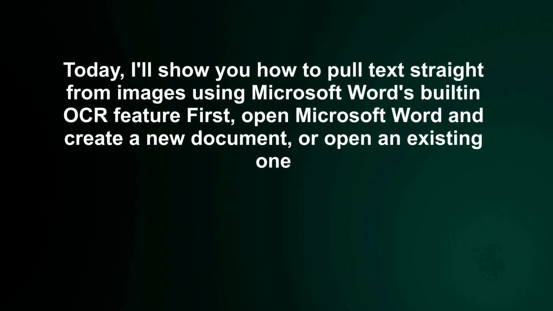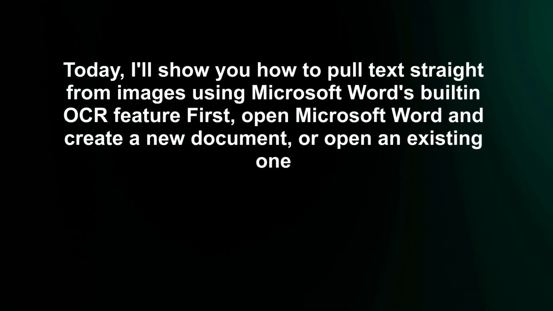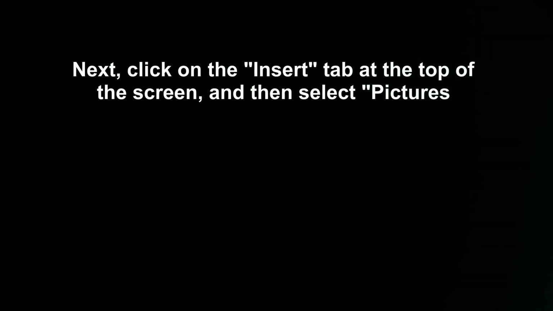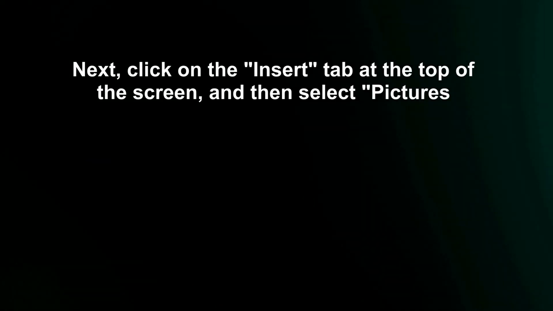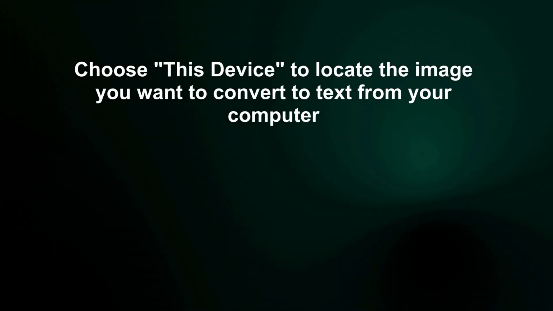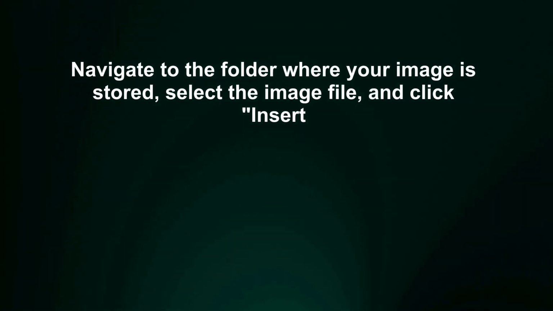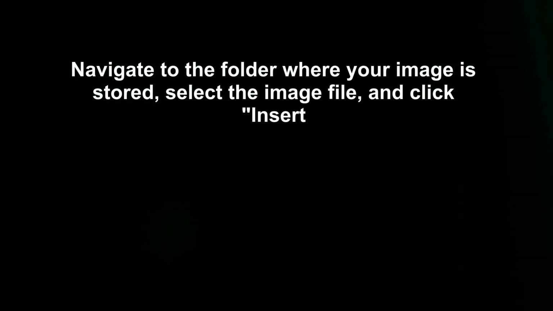First, open Microsoft Word and create a new document, or open an existing one. Next, click on the Insert tab at the top of the screen, and then select Pictures. Choose this device to locate the image you want to convert to text from your computer. Navigate to the folder where your image is stored, select the image file, and click Insert.